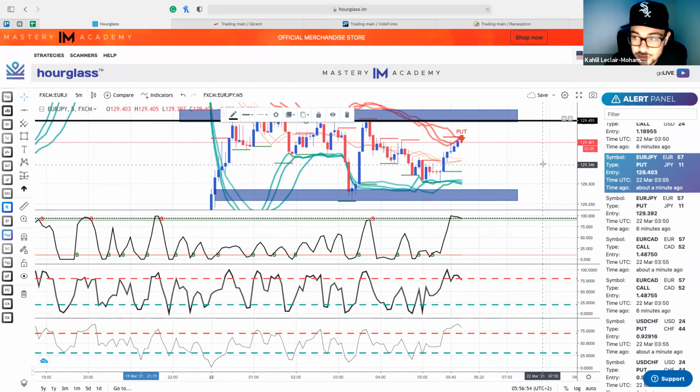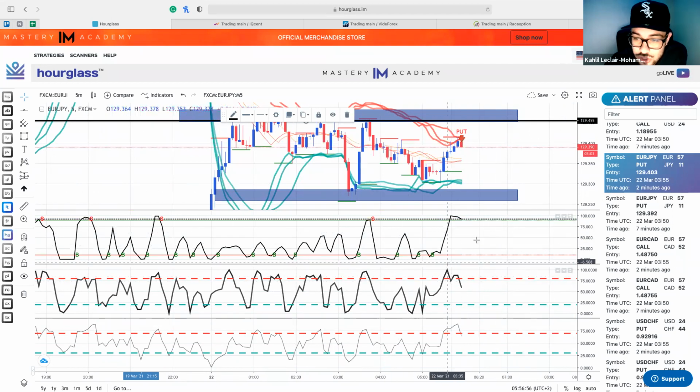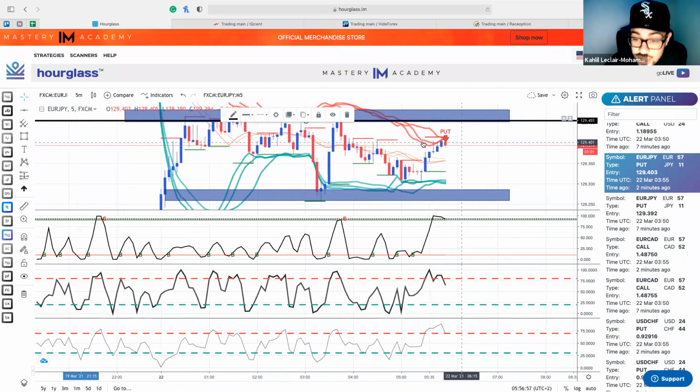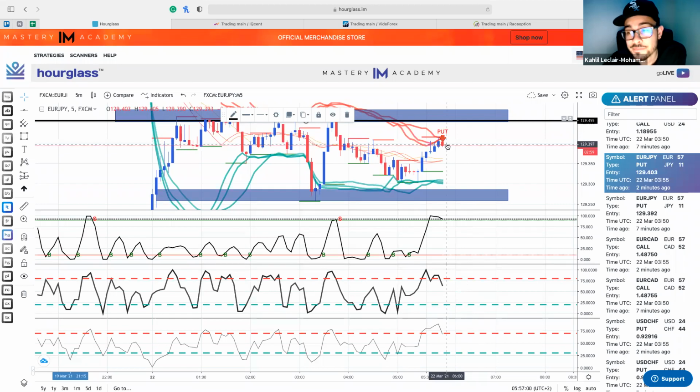Does that make sense? Yes, we're oversold. Yes, we got a down arrow. And yes, if you would have taken that trade, you would have had some good chances of success. But we want to wait for the best opportunity. Not a good opportunity, the best opportunity. Okay, I want you guys to write this down.